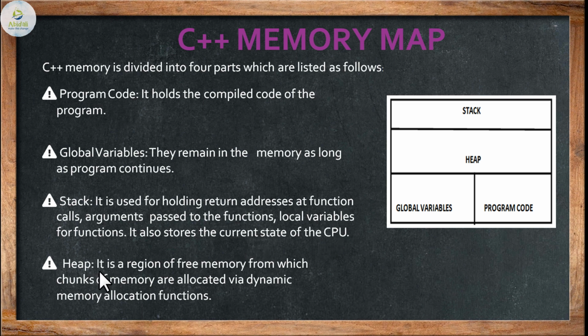The next is the heap. Heap is a region of free memory from which chunks, meaning n number of free spaces of memory, are allocated via the dynamic memory functions, that is the new and delete operators. Chunk here means one after another, a continuous block of memory. Instead of the word sequential memory, we have used the word chunk of memory.